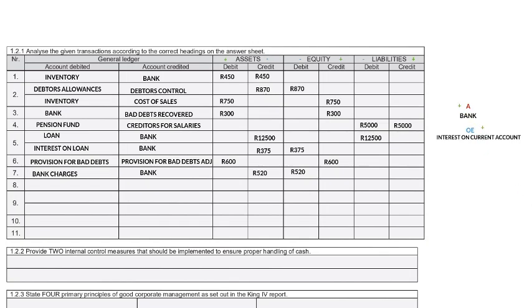So let's go and record that onto our answer sheet. So for number 8, the account to be debited is bank. The account to be credited is interest on current account. Assets will be debited with 920 Rand, and owner's equity will be credited with 920 Rand.